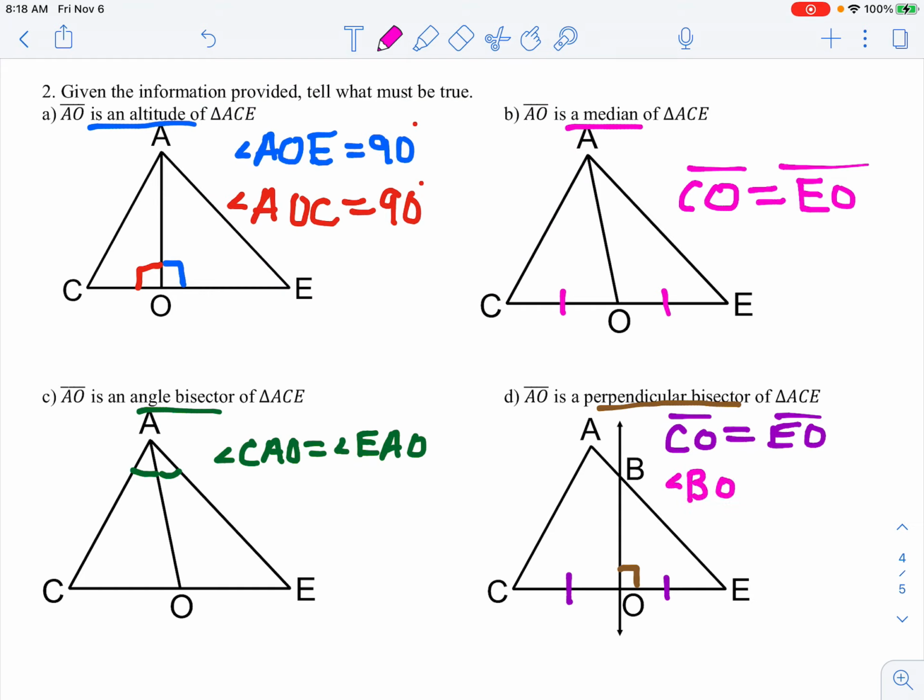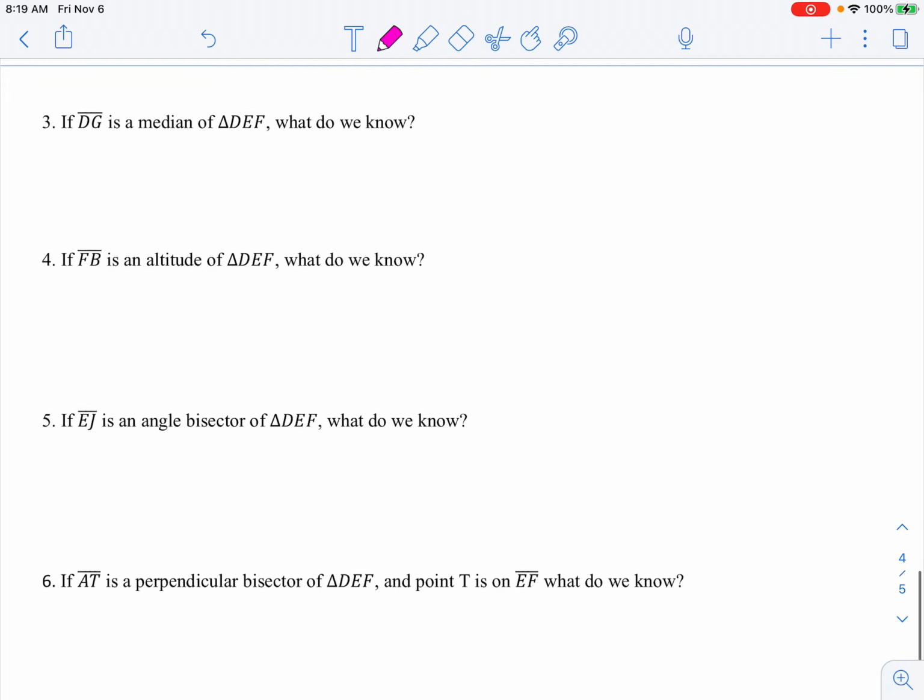Angle BOE would have to be equal to 90. And remember, this one would technically be 90, so angle BOC has to be equal to 90 degrees. So again, perpendicular bisector does two things. Everything else just does one. Now we're going to draw some pictures of it and try to see what we can do.